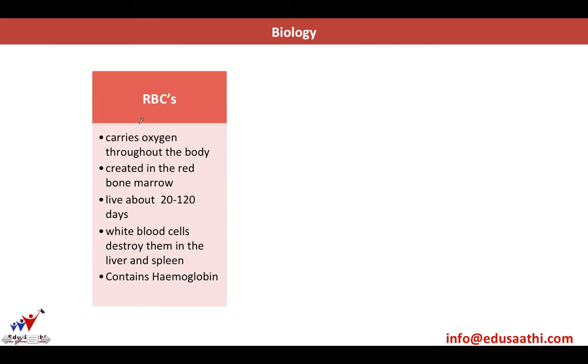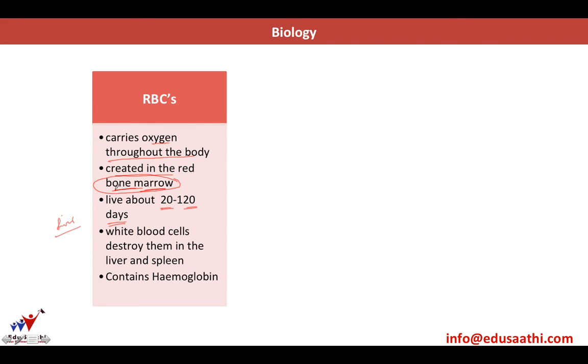RBCs, also known as red blood cells, carry oxygen throughout the body. So the main purpose is to carry oxygen throughout the body. They are created in the bone marrow, and their lifespan is from 20 days to 120 days. The destruction of red blood cells takes place in the liver and spleen. Therefore, the liver is known as the grave of RBCs.